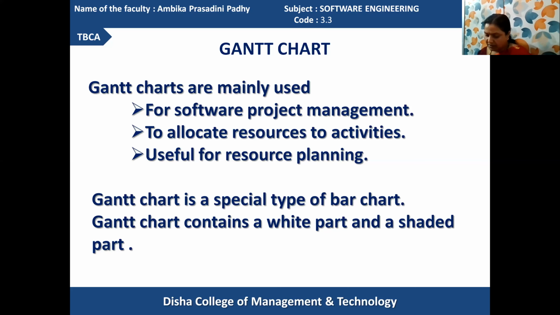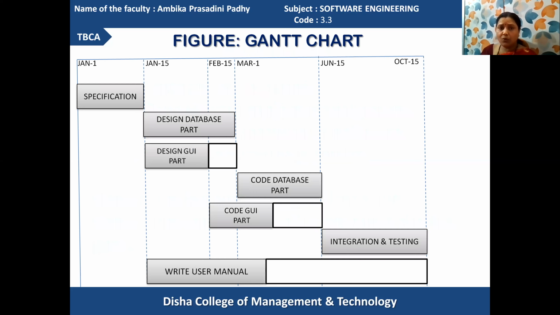Got it? And the length of each bar is proportional to the duration of the time planned for the corresponding activity. The shaded part contains the total time requirement for developing the particular activity or task. The time duration required and resource required for allocating the executable part can be shown in the shaded area. Got it? Look at the diagram.